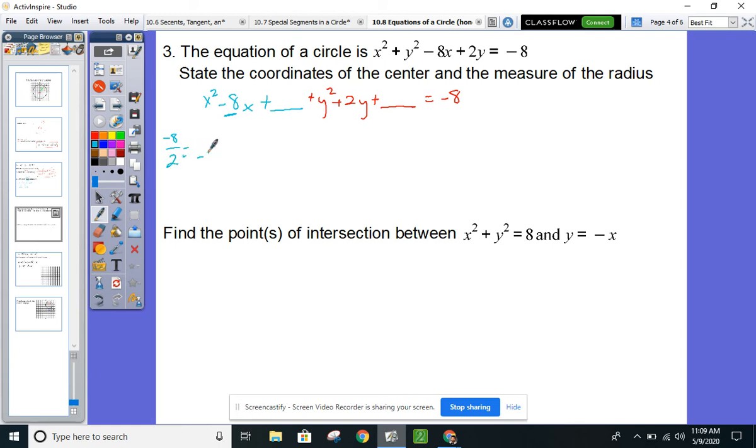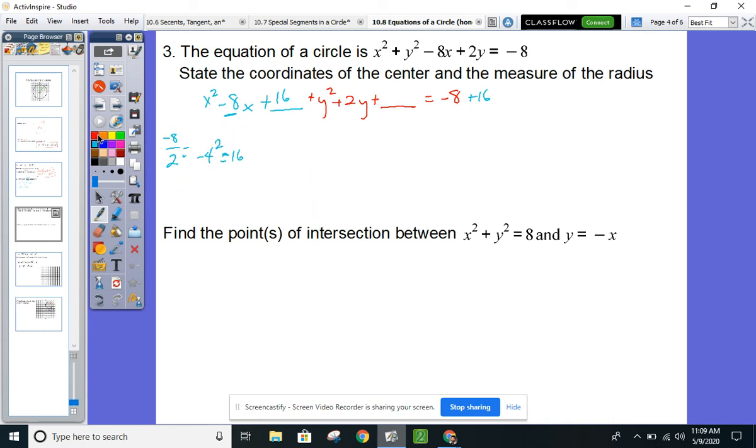We get -4. Okay, and then that -4, we're going to square it. It gives us 16, and that's what's going to go right here. 16 plus 16 on both sides. So we half that linear term and then square it.